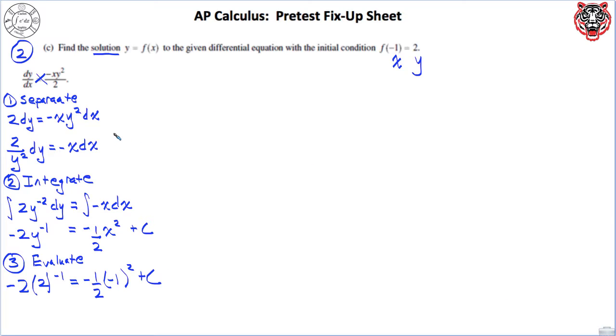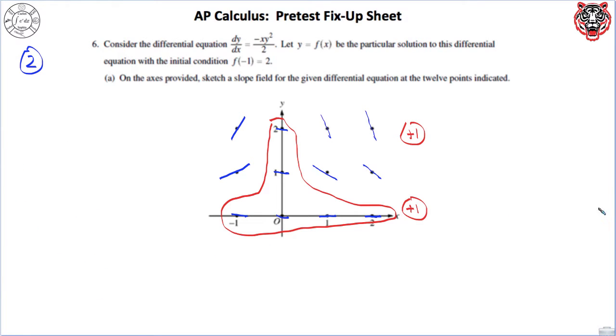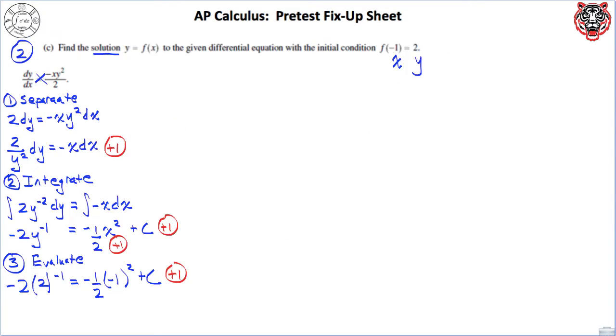How many points do you get for everything if you're curious? So if you separate, you get +1 if you get to this step. If you integrate and get down to this step, that's another +1. And if you evaluate, if you plug in at all, that is another +1. And I should say +1 if you integrate, and then +1 for your constant of integration. You always get that +1 for constant of integration. How many points are we at right now? I think we're at 8. 1, 2, 3, 4, 5, 6, 7, 8.